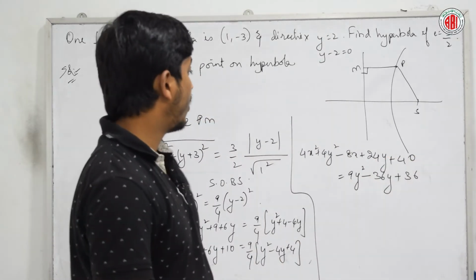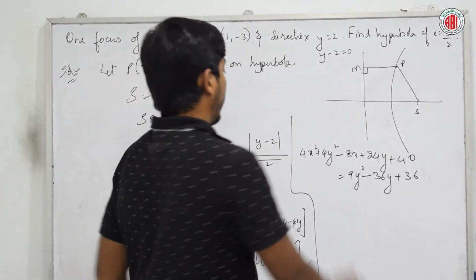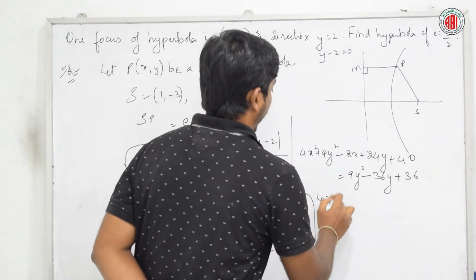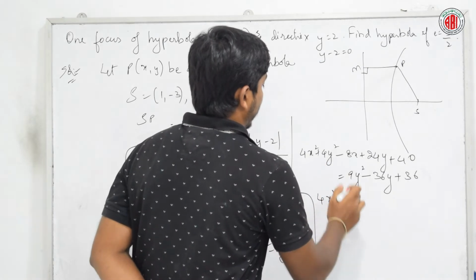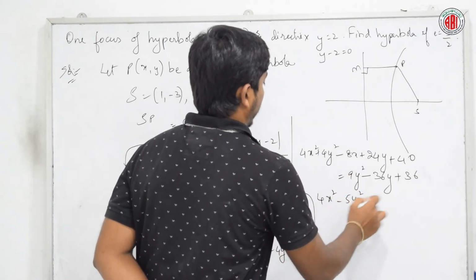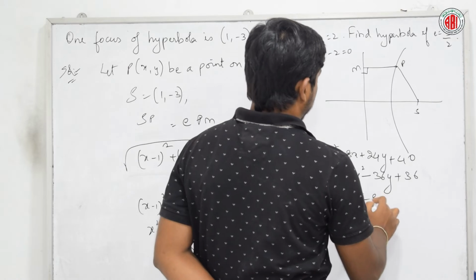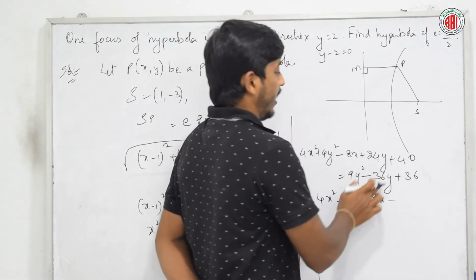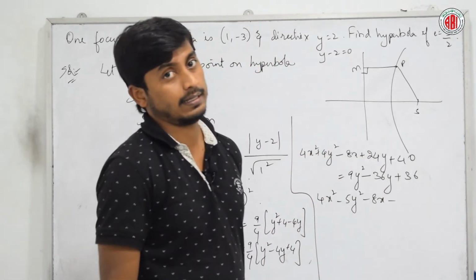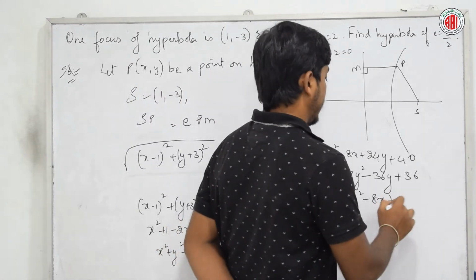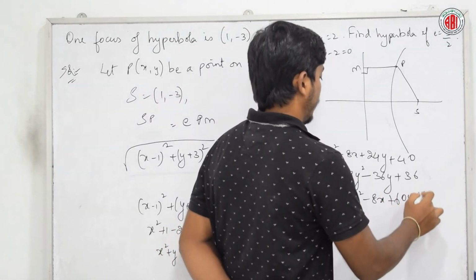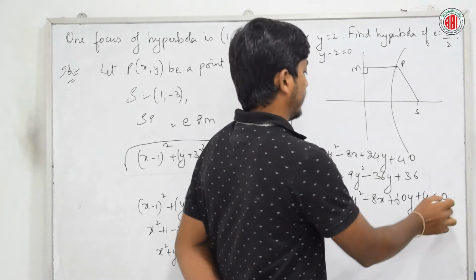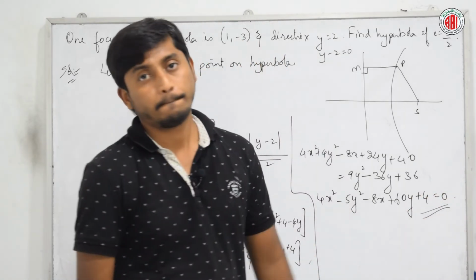Now let us bring all the terms to one side. Then 4x square, 4 minus 9 is minus 5y square, minus 8x, here 24 plus 36 is 60y, plus 4 is equal to 0. This is the equation of the hyperbola.